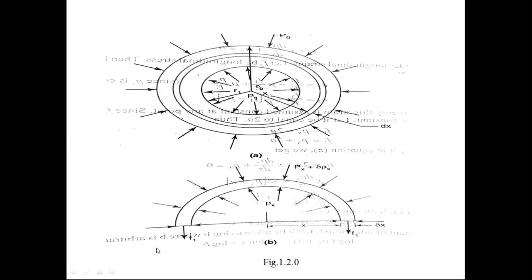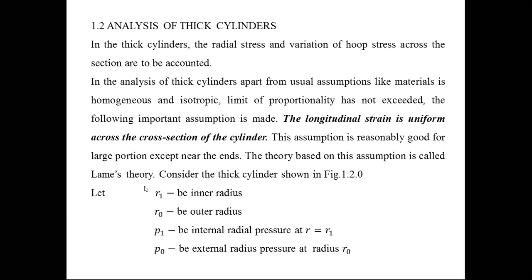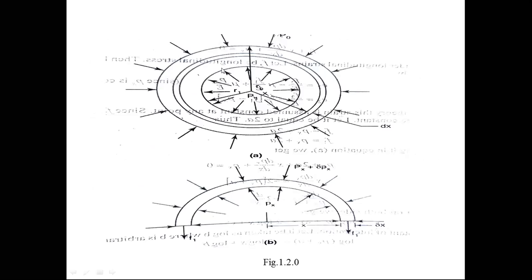So let us see here the cross section of the cylinder. This is the internal circle and this is the outer circle. The internal fluid pressure is P1, which is the internal pressure, and P naught is the external radial pressure acting on the outer ring. R1 is the internal radius from the center, and R naught is the outer radius.